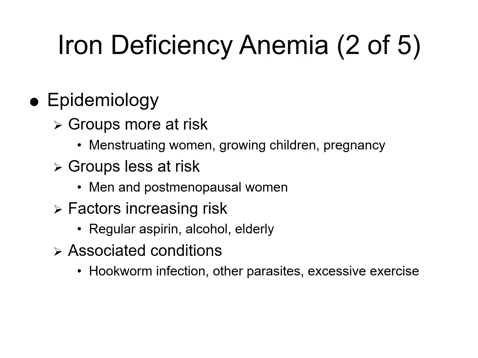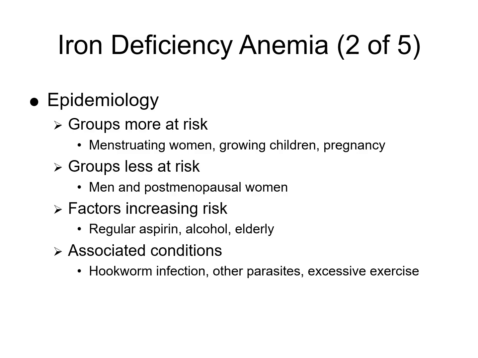So, epidemiology and some risk factors for iron deficiency anemia. The more susceptible populations are your menstruating women, due to regular blood loss; growing children, because they have an increased iron requirement for growth; and pregnant women, because they have an increased iron demand for fetal development and expanded blood volume during this time. The less susceptible populations are men. They are generally at a lower risk unless other factors are present, and postmenopausal women, because the reduced blood loss will lower the risk.